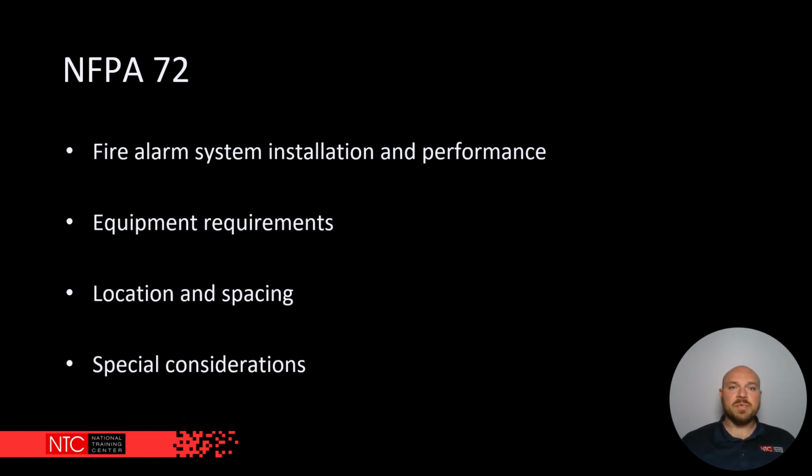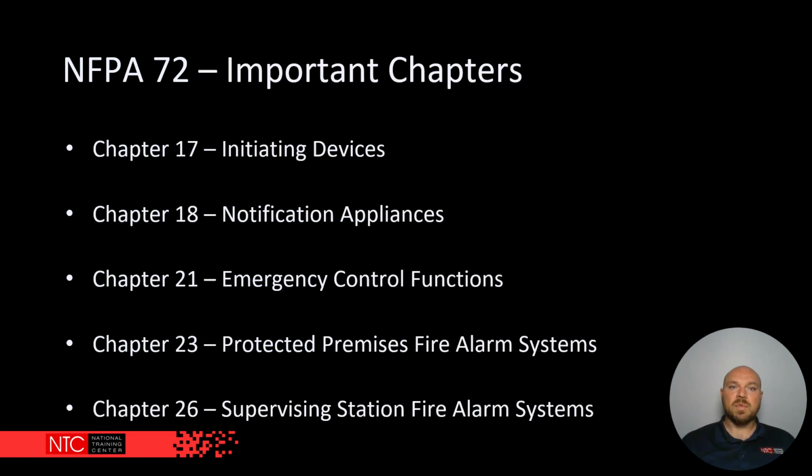NFPA 72 is the fire alarm system installation and performance. It's the information that will be used for all aspects of fire alarm. If you're doing design, if you're doing installation, if you're doing inspection, testing, or maintenance, this is the book that's going to tell you about your fire alarm equipment. Your equipment requirements, location of equipment, spacing, when we need to make adjustments, any other special considerations. We use 72 for all things fire alarm.